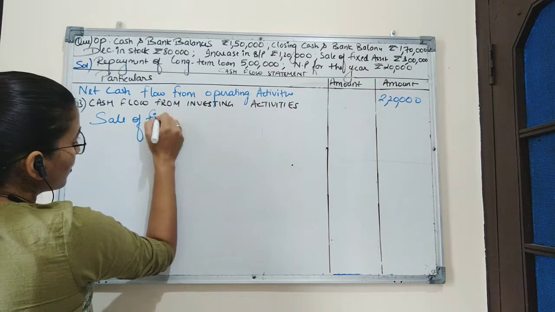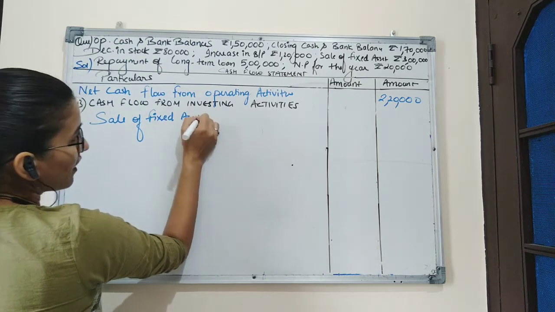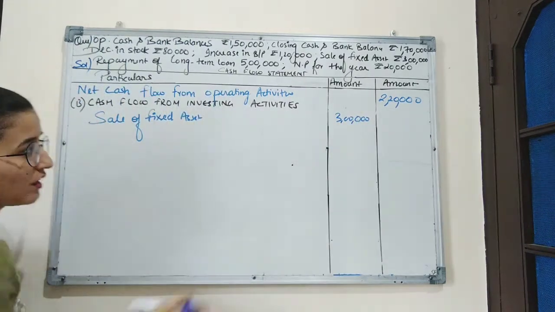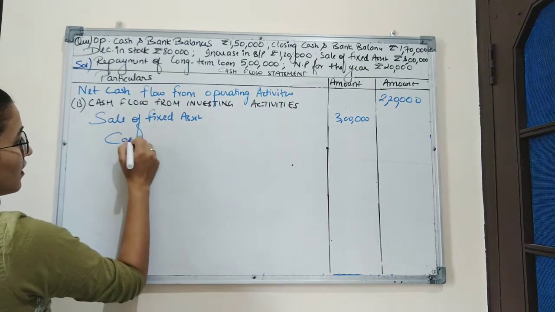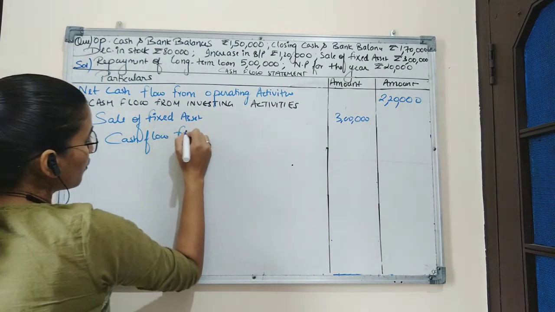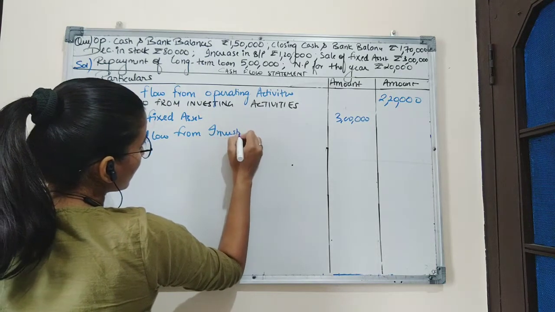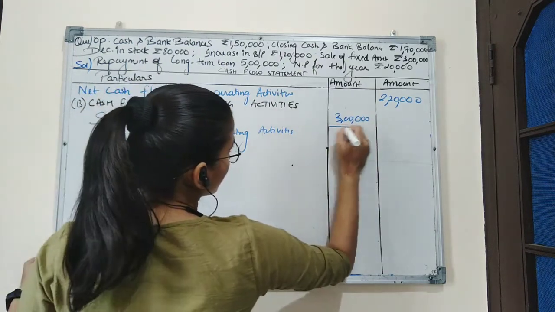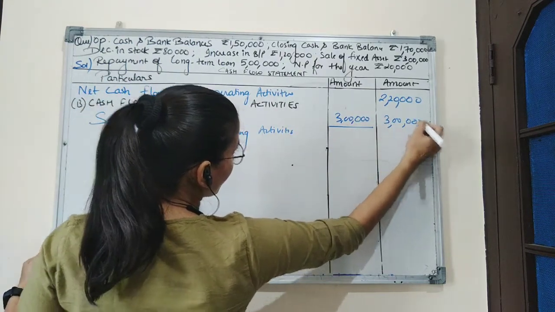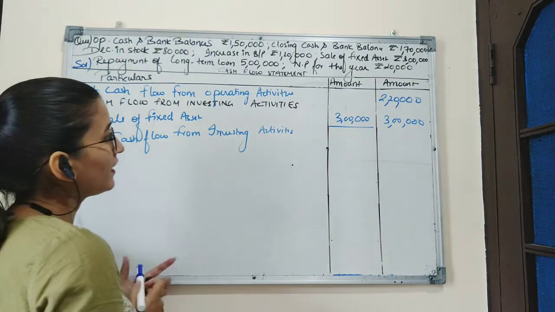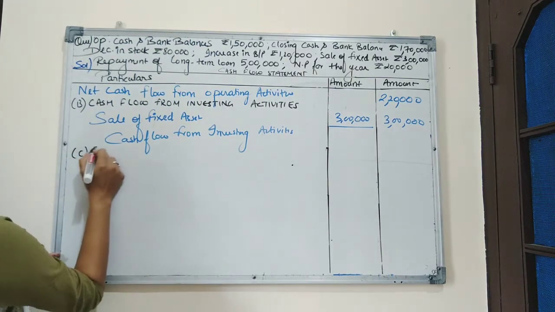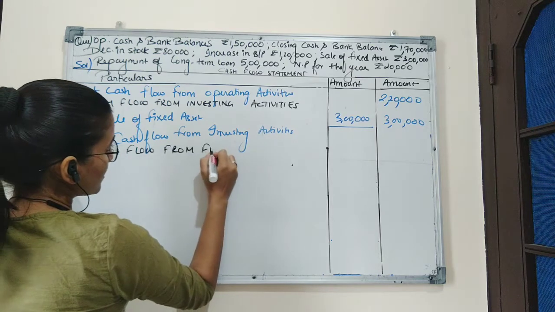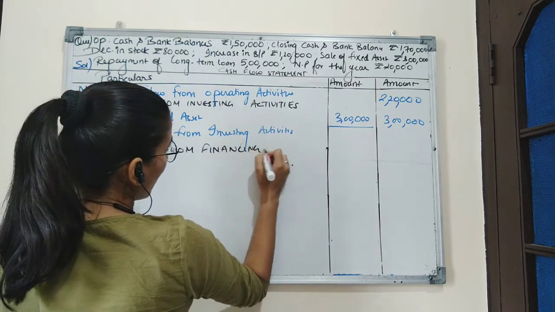Sale of fixed asset, amount is rupees 3 lakh. So this 3 lakh is considered as cash flow from investing activities. Now the third heading will be cash flow from financing activities.